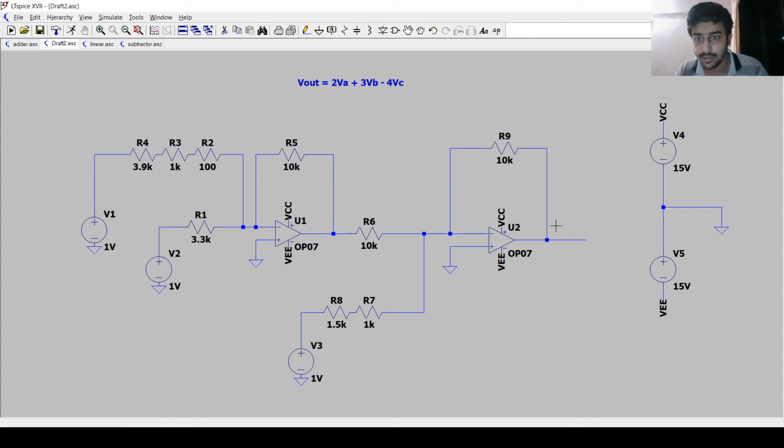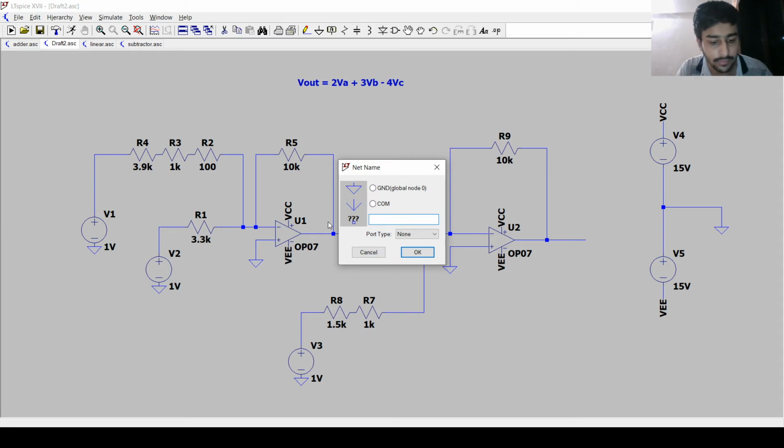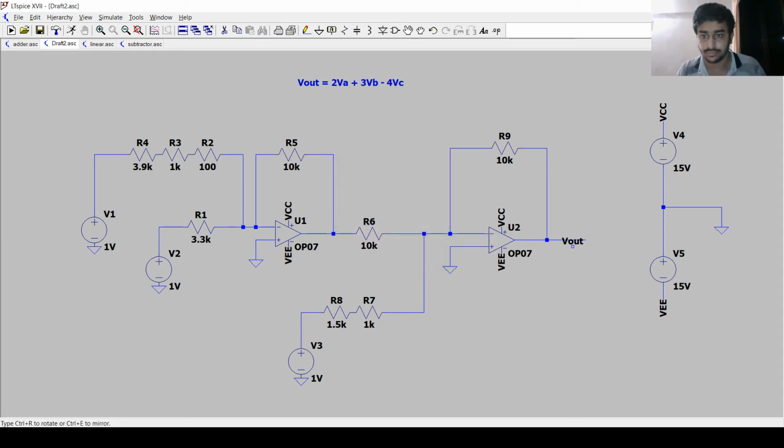So let's label this as output terminal. For that, right click, label net. Our output will be 2 into 1, 3 into 1, 4 into 1, which is equivalent to 5 minus 4 is equal to 1 volt. The output should be 1 volt.